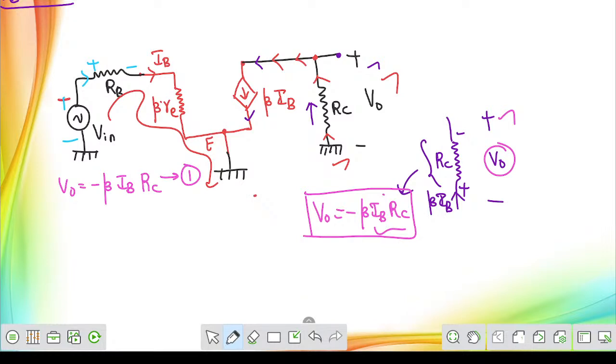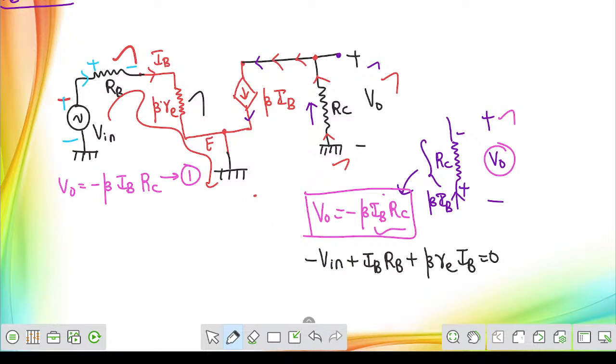So what I will say is, can I write like this? Minus Vn from the input voltage plus the voltage drop across the resistor RB. This can be written as base current IB into resistor value RB, plus the voltage drop across the resistor beta times of RE into the current flowing through it. That is how we are applying Kirchhoff voltage law.